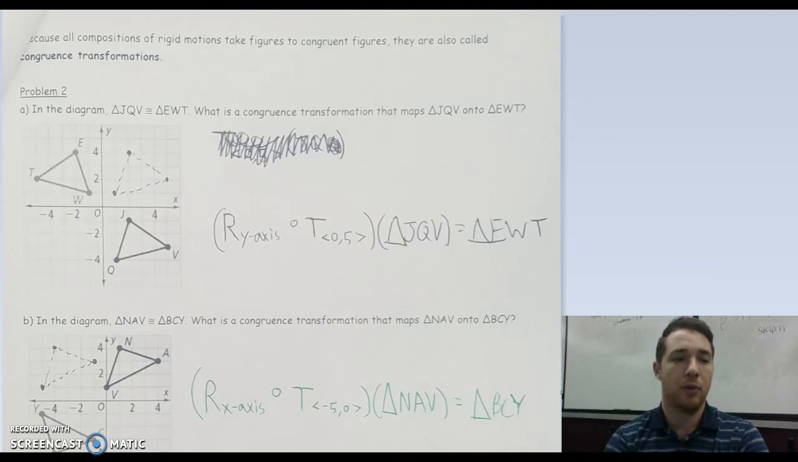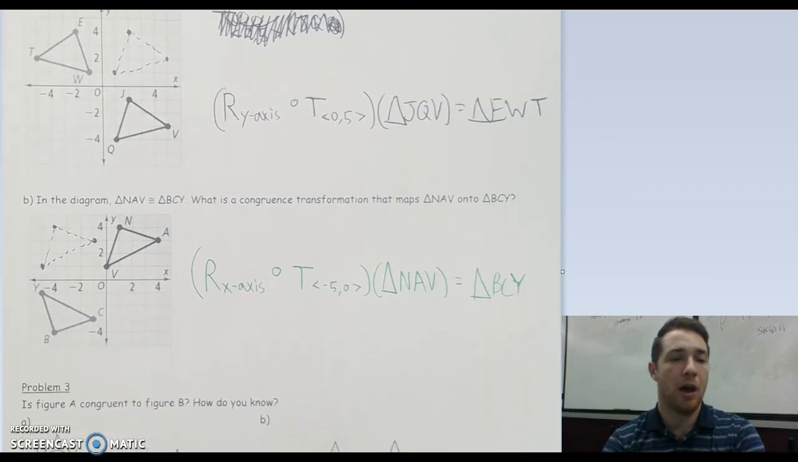And last one there, if we want to get from triangle NAV to BCY, first thing we could do, just like the last one, is slide NAV 5 units to the left. That's going to line them up so they look like mirror images. So I can start with a translation of left 5 units. And then this time, if I reflect in the x-axis, that would line up all of my points over the points in that third quadrant. So if I do a translation followed by a reflection, so a glide reflection, that would map NAV onto BCY.